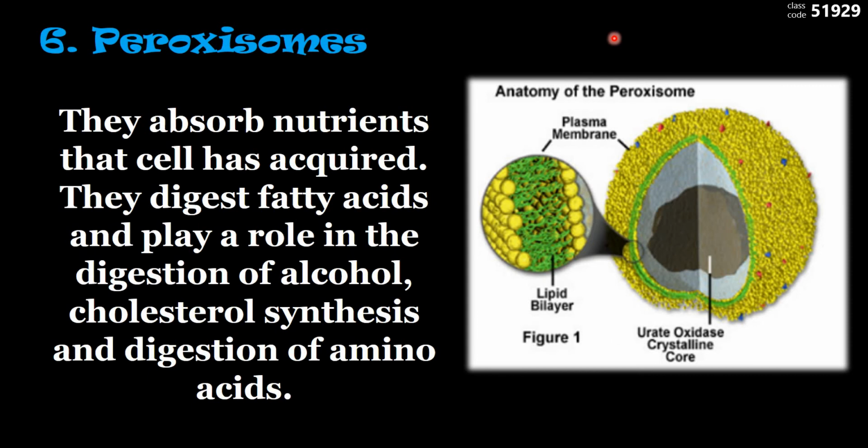Next is the peroxisomes. They absorb nutrients that the cell has acquired. They digest fatty acids and play a role in the digestion of alcohol, cholesterol synthesis, and digestion of amino acids. So this is the picture of peroxisome.